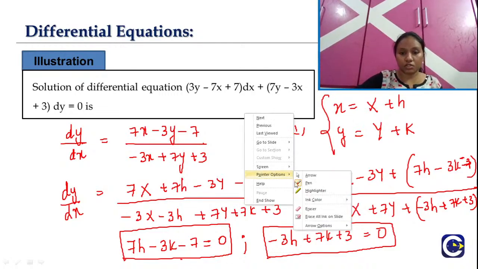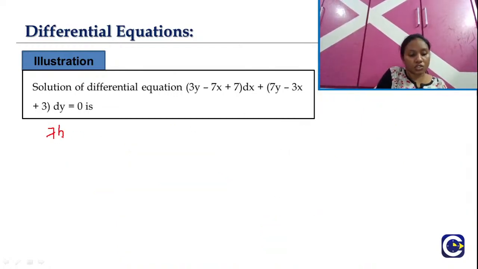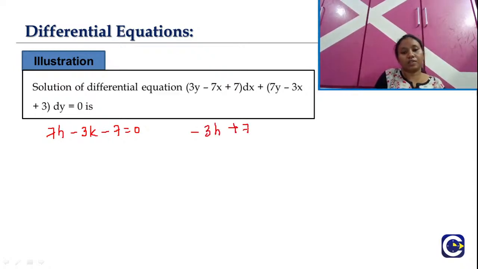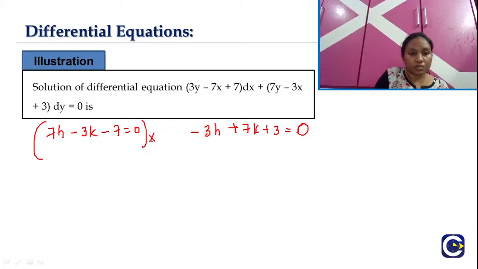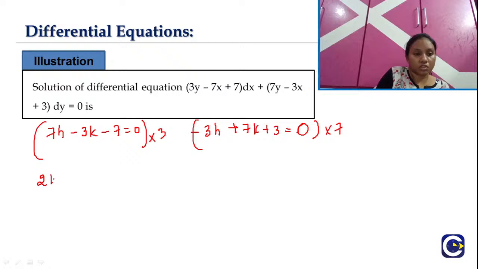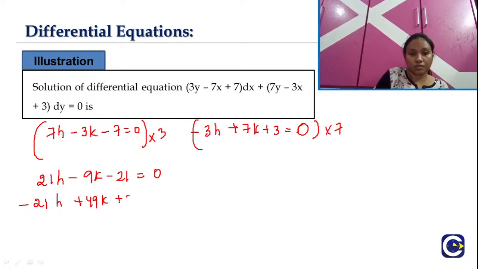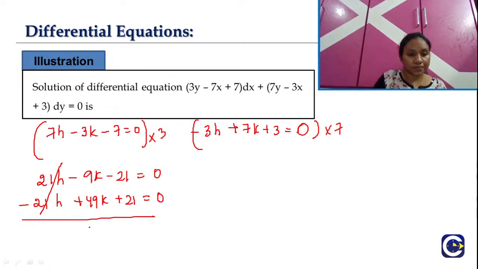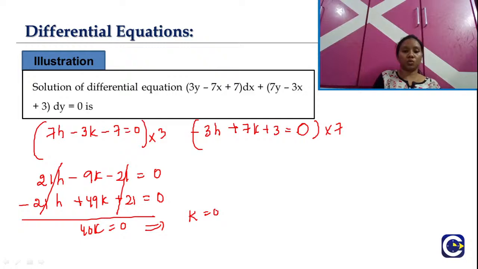So let's write the linear equations here. 7h minus 3k minus 7 equal to 0 will be one equation. Minus 3h plus 7k plus 3 equal to 0 will be the second equation. In order to eliminate one variable, the first must be multiplied by 3 and the second by 7. So 21h minus 9k minus 21 equal to 0, and here minus 21h plus 49k plus 21 equal to 0. So this will get cancelled, and this will also get cancelled. So we get 40k equal to 0, which implies the k value will be equal to 0.